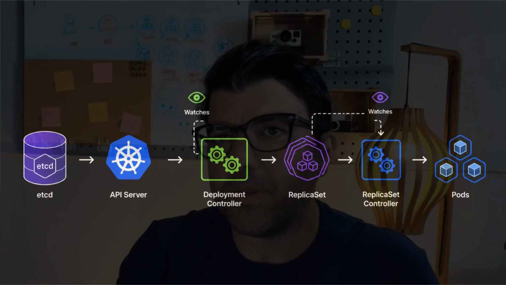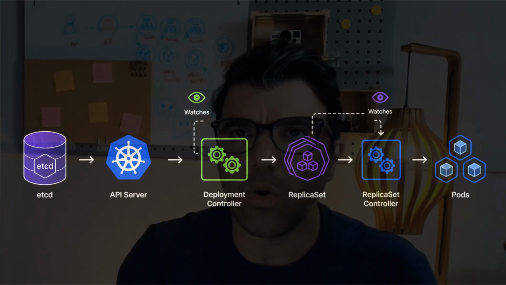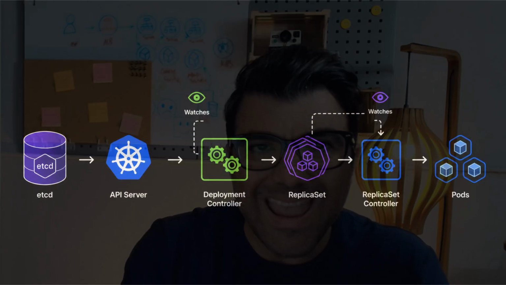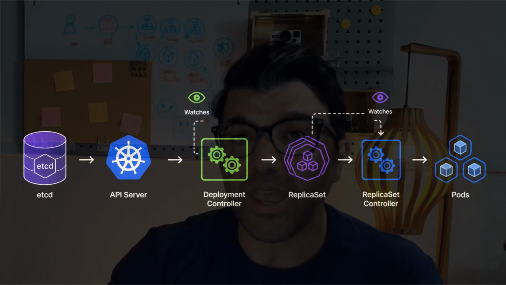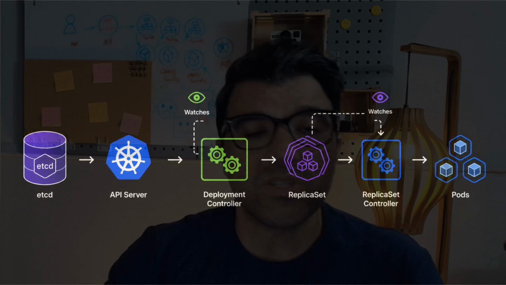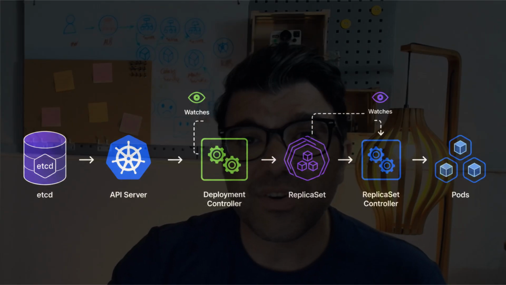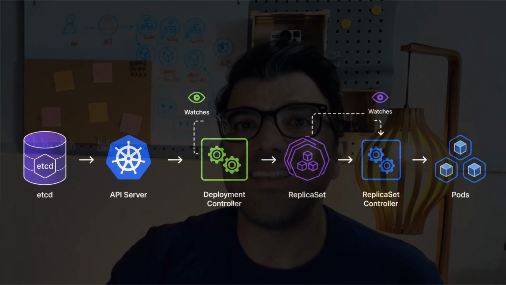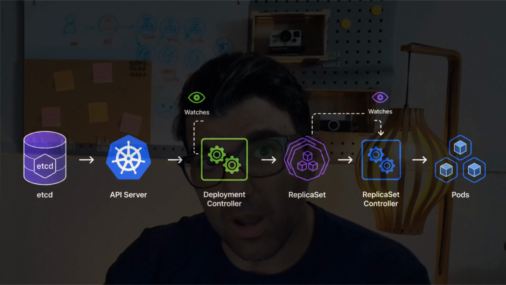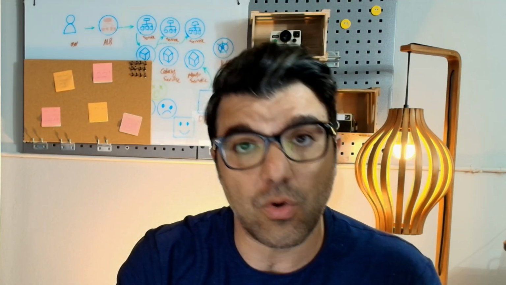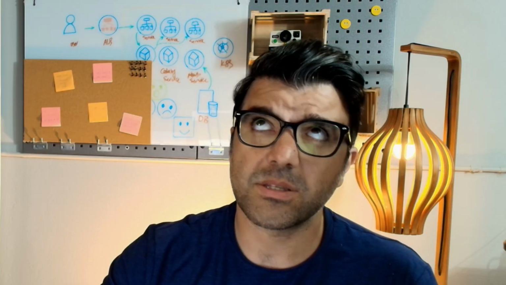What is step 4? Here's something many people miss or get wrong. The API server does not create pods. The deployment controller notices the new deployment. It creates a replica set. Then the replica set creates the pods. This controller-based design is one of the big ideas in Kubernetes. So by that, we are moving to step 5.